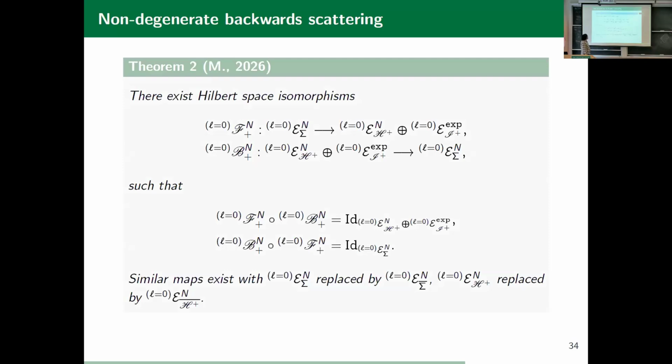The second result I'm going to talk about is that we have Hilbert space isomorphisms between E sigma n for spherical symmetry and EH plus n for L equals 0, direct sum E Chi plus exponential L equals 0. So we have f plus n and b plus n, and they are inverses of one another. And then we have the same result with sigma replaced by sigma bar and H plus replaced by H plus bar. So I should describe what that map means.